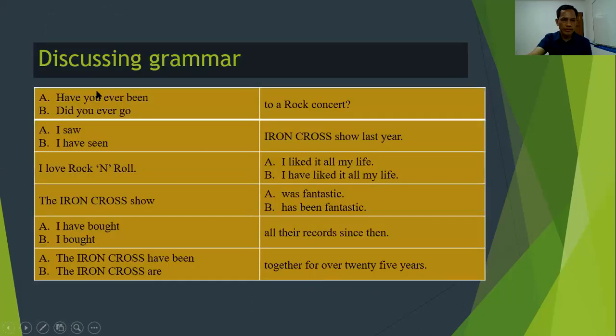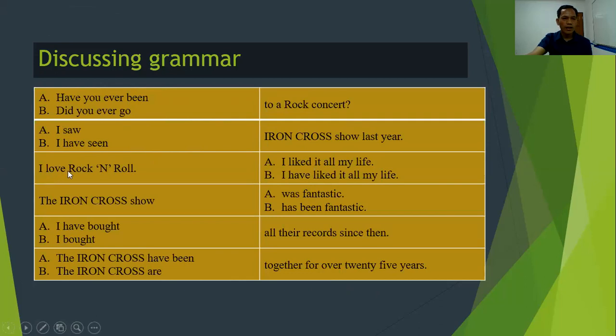Okay, what about this? Would you choose A or B? Have you ever been to a rock concert? Or did you ever go to a rock concert? Which one is correct? Or, I saw Iron Cross show last year. Or, I have seen Iron Cross show last year.